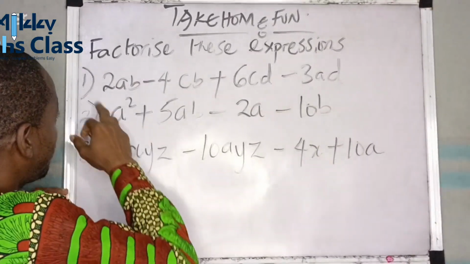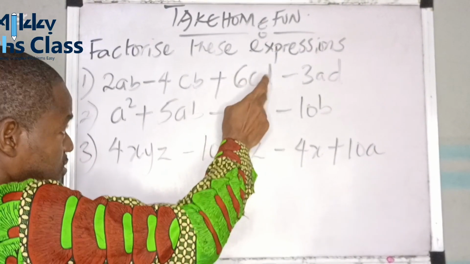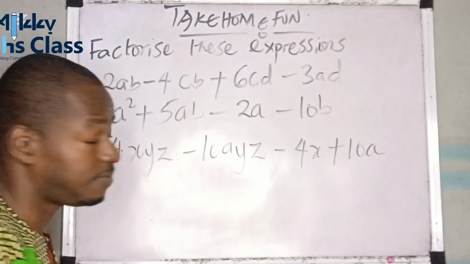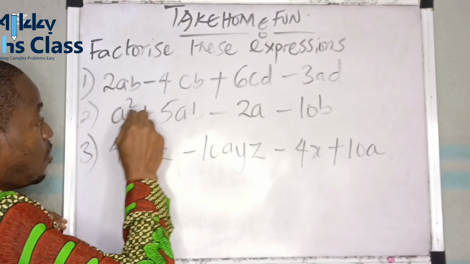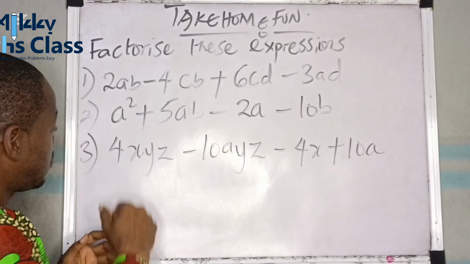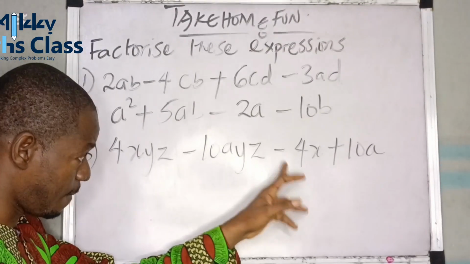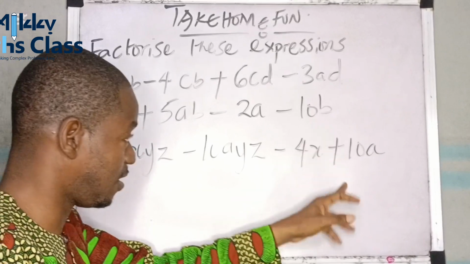Factorize this expression. The first one says 2ab minus 4cb plus 6cd minus 3ad. The second one says a squared plus 5ab minus 2a minus 10b. And the last one says 4xyz minus 10ayz minus 4x plus 10a.